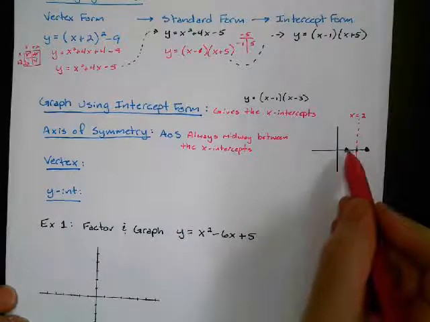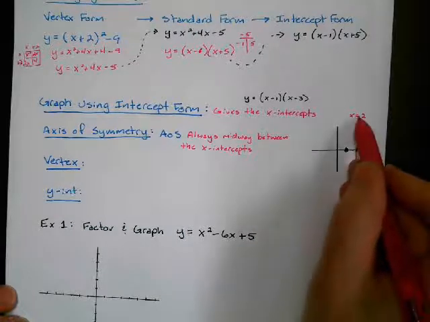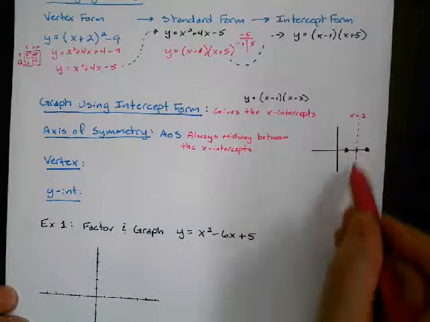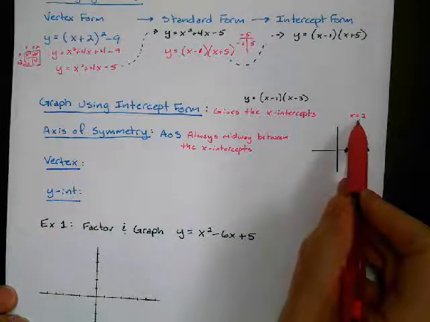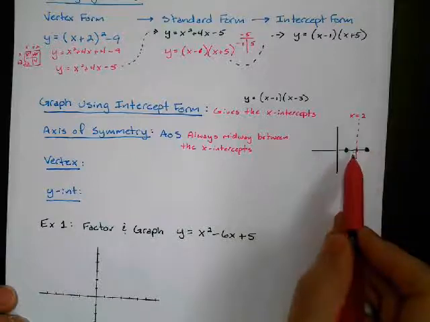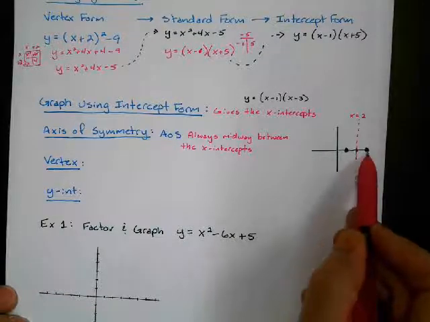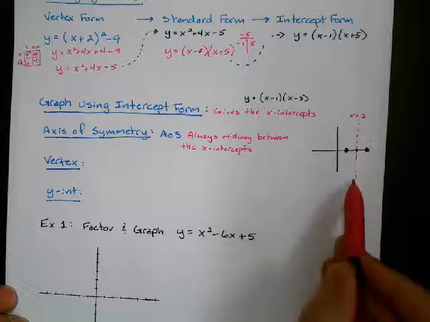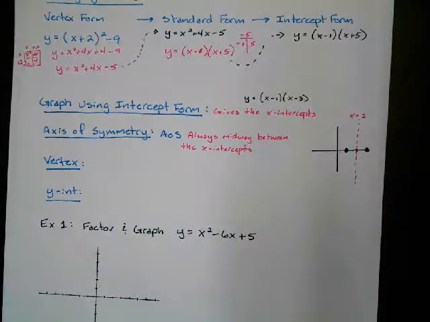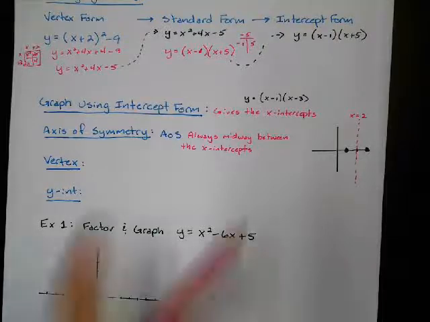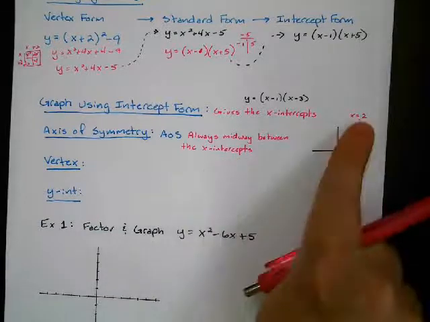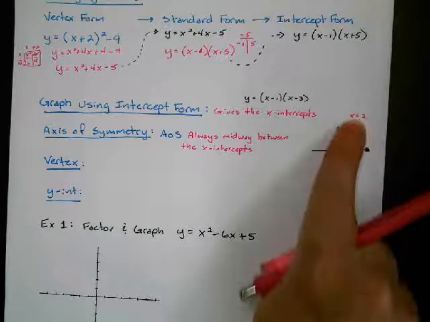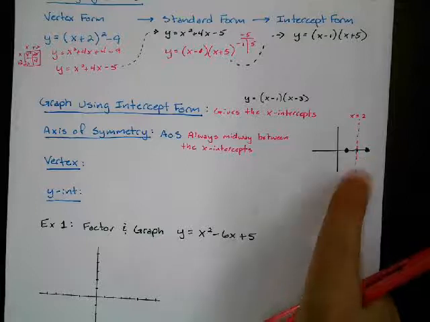So I have my 2 x-intercepts here. My axis of symmetry has to be right in between them. So in this case, we would have figured out, oh, my axis of symmetry is 2 because my intercepts were at 1 and 3. So my axis of symmetry has to be at 2. Now, the nice thing about knowing your axis of symmetry is your vertex is always somewhere on this axis of symmetry. So the vertex is always on the axis of symmetry.